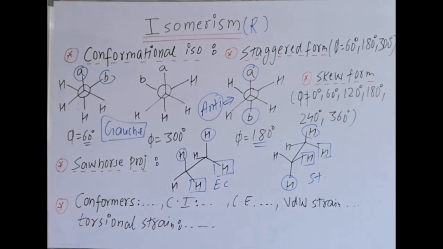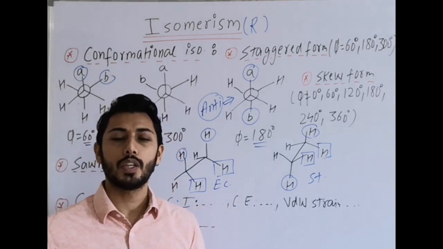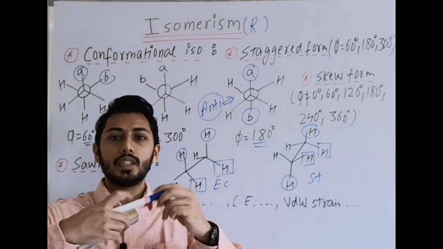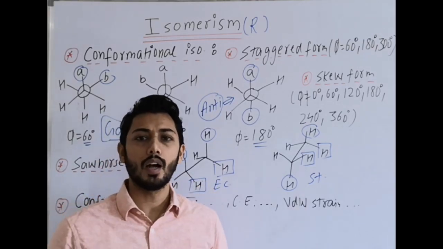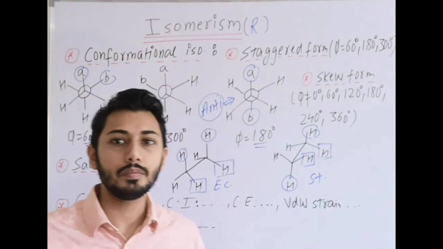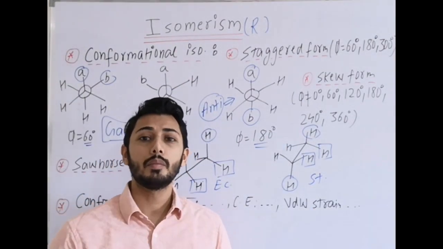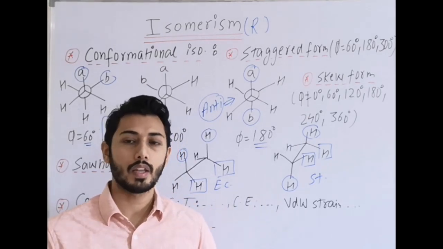Now some basic terms like conformers. Conformers means the infinite orientations. Conformers, the other term is rotamers, the infinite orientations which arise due to free rotation along the carbon-carbon single bond. These infinite orientations are termed as conformers or rotamers, right? Then another term is configurational isomers. Then another term is conformational isomers.